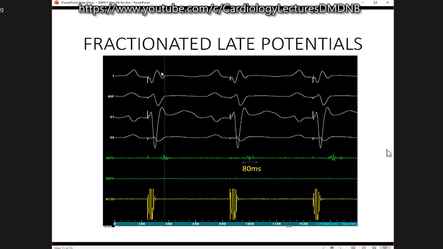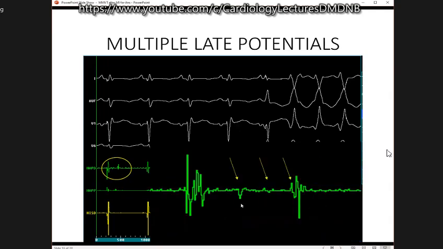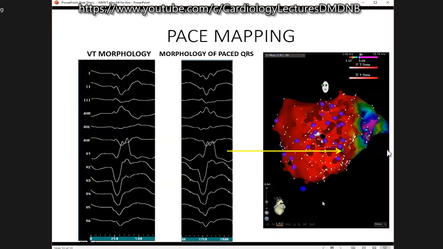You can see the QRS gets over, and there is some signal that is left over after the QRS. So this represents late potentials. Sometimes you can have multiple late potentials after the QRS, and we use other maneuvers to find out which of these late potentials are significant. And this is what Vikram showed again, showing that you can do pace mapping to find out only one of the exits of the ventricular tachycardia.